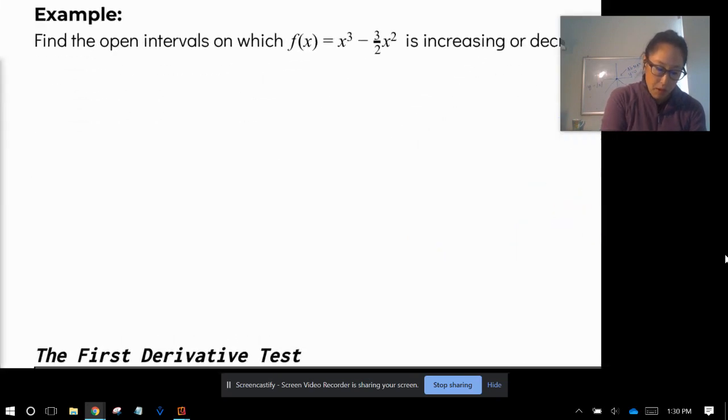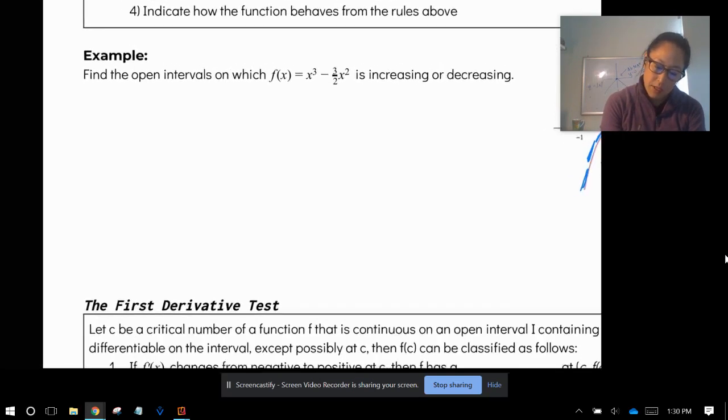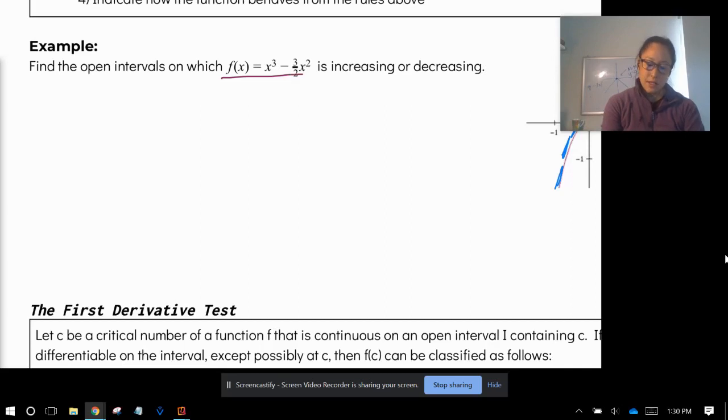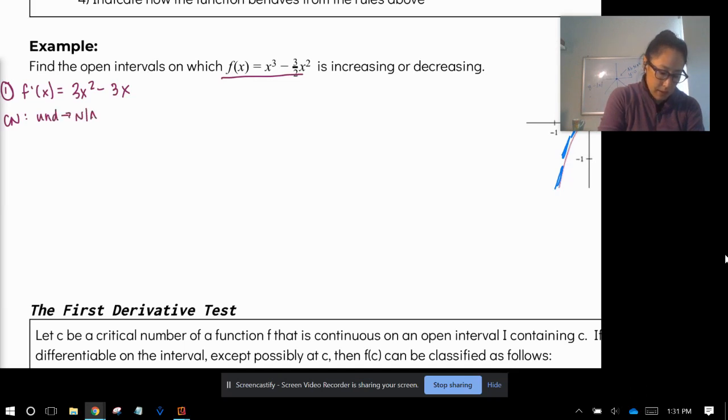All right, so first up, we're going to find the intervals of increasing and decreasing for the function f of x is equal to x cubed minus 3 halves x squared. So first off, we have to find f prime of x, which is 3x squared minus 3x. All right, next up, critical numbers. There's nothing that makes this function undefined, so it's none.